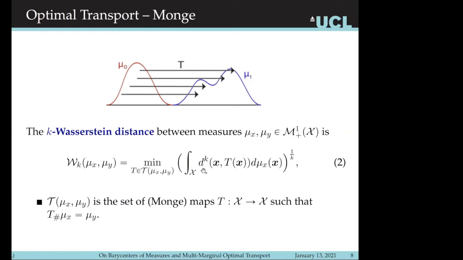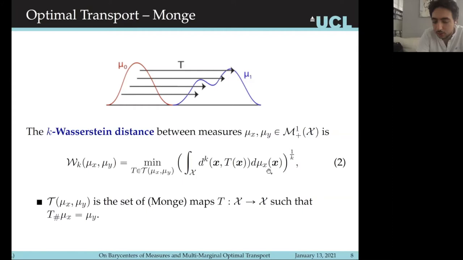And here it's the expectation under the first measure, the measure on the left, mu x, of the cost of transporting mass between x, a sample from mu x, and T of x. So you map x through T, and you see how far these two points are, and you want to minimize that expected cost. So that's the Wasserstein distance, and this is the Monge formulation.